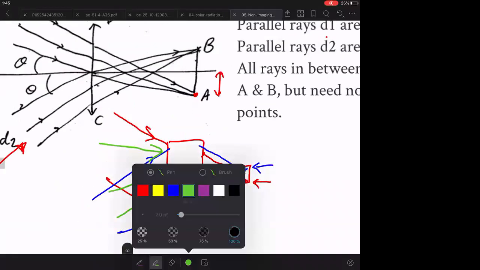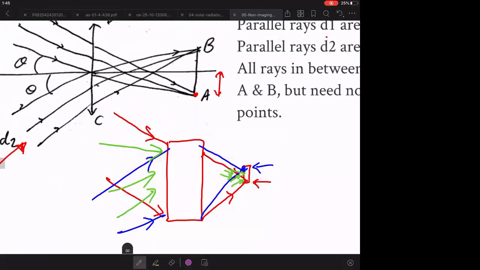Okay, so what I have done is I have taken energy from a cone of angles and essentially put it on top of a receiver without forming an image. And this is what a non-imaging optical system does. And of course, a good example would be a solar concentrator.